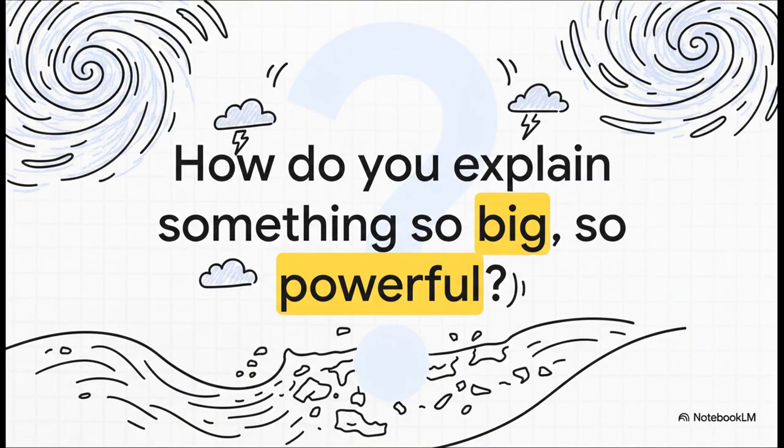Okay, so think about a hurricane. Really think about it. It's a storm so huge you can see it from space. It's got winds that can literally change the shape of a coastline. How in the world do you even begin to explain that? Well, that's exactly the challenge we're diving into.